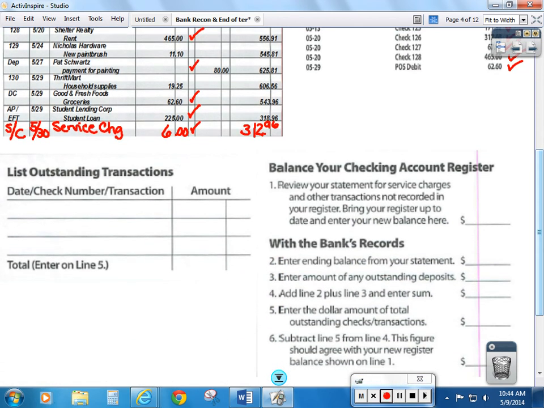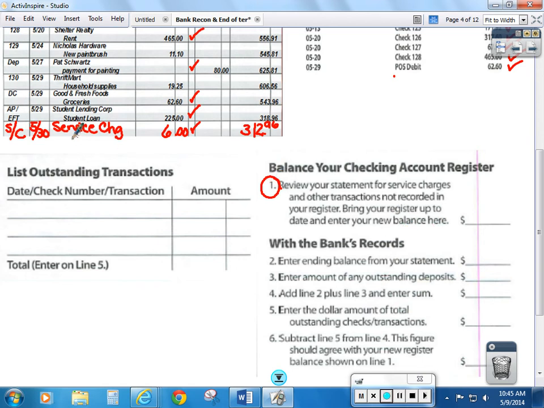If you flip your bank statement over to the back side, usually there's a reconciliation form. I would advise you to use that. You don't have to, but I'd advise you to use it because it will make it much easier for you. So just follow the steps. Review your statements for service charges and other transactions not recorded in your register. Bring your register up to date and enter your new balance here.